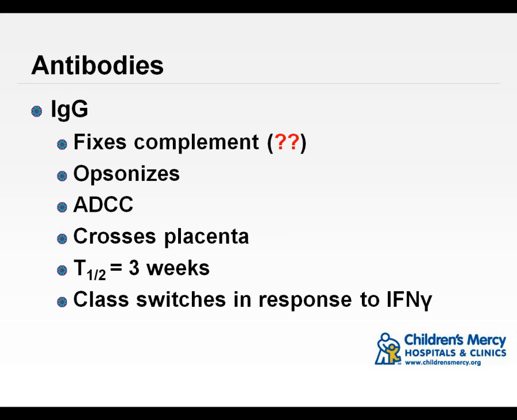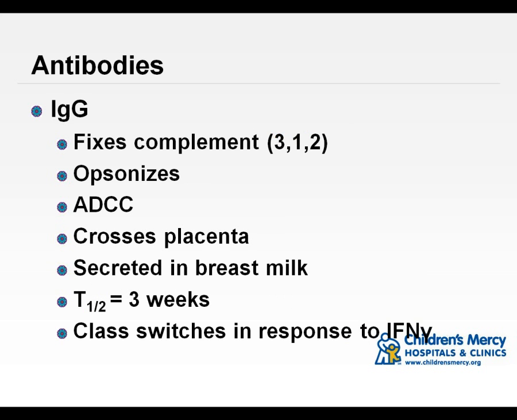IgG can also fix complement. It's not as powerful as IgM, but it's pretty good. But there are certain subtypes of IgG that fix complement better than others. Right? The IgG subtypes are IgG1, IgG2, IgG3, IgG4. The order in which they fix complement is 312. Area code in Chicago, 312. So IgM, and then IgG3, then IgG1, and then IgG2. All fix complement in that order.